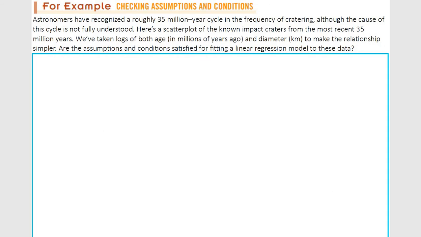So let's do an example. Take a minute and read this example about craters. This was in the book. We're going to check the assumptions and conditions. So here are the answers.